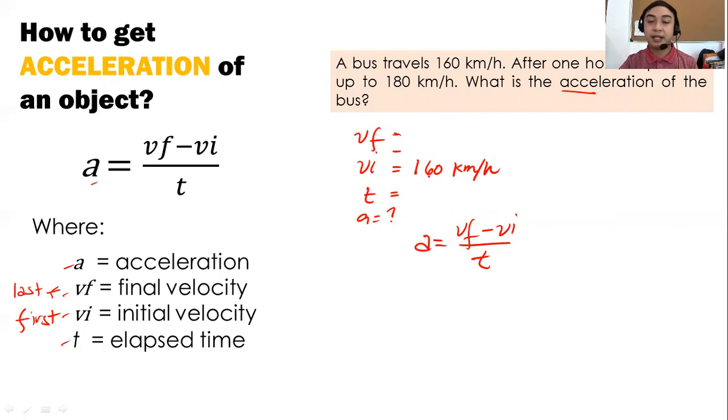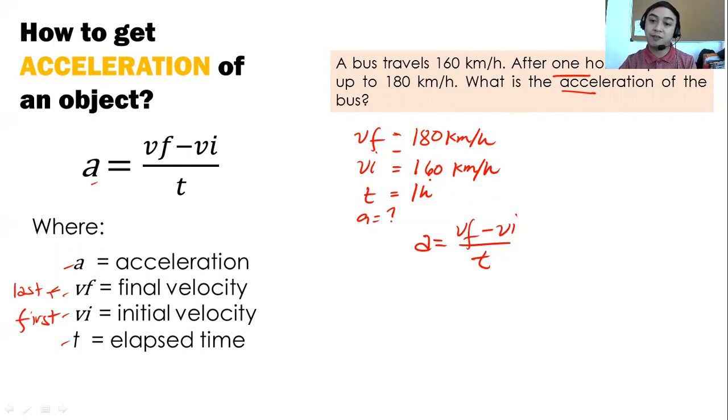Now let's go to its last velocity. After 1 hour, it speeded up to 180 kilometers per hour. So at the end, the velocity of this particular bus changes from 160 kilometers per hour to 180 kilometers per hour. So our final velocity is 180 kilometers per hour. Now, how long did it take to change its velocity from initial to final? It only took 1 hour to change from 160 to 180. So this is our elapsed time, 1 hour. So there you go, we have here the given.